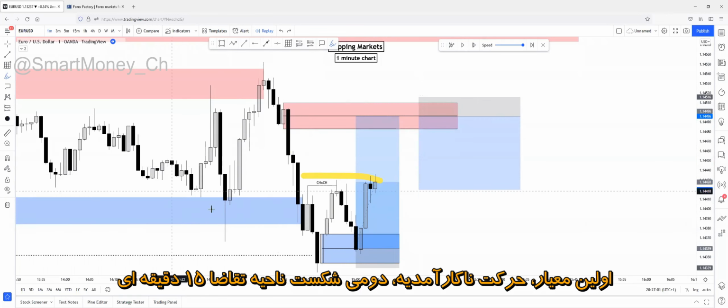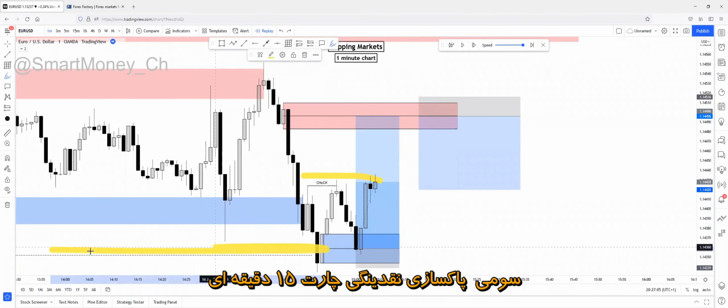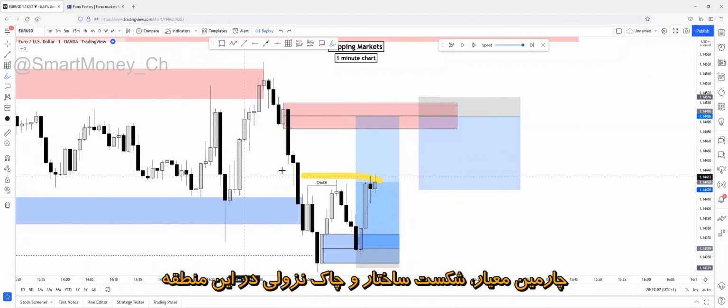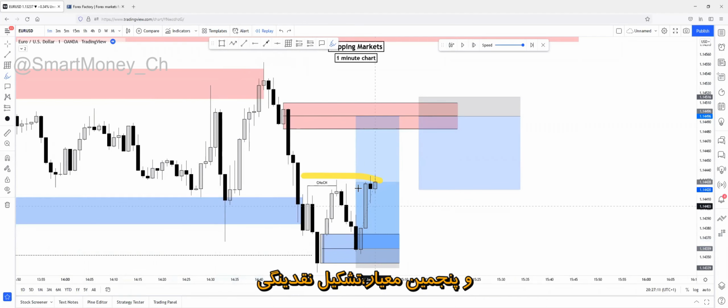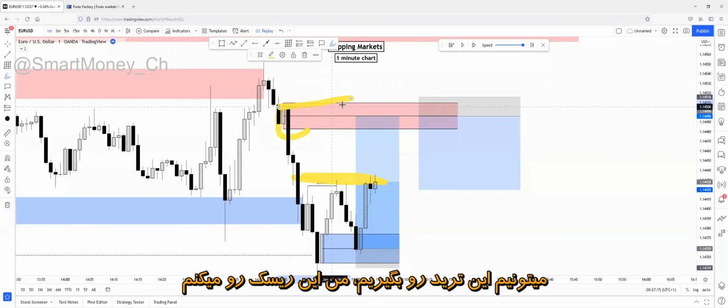Second criteria, a break of this 15-minute zone. Third criteria, sweep of the 15-minute liquidity line here. Fourth criteria, break of structure or change of character to downside at this point. Fifth criteria, liquidity creation. So basically, this is a full criteria entry. We can take this trade.